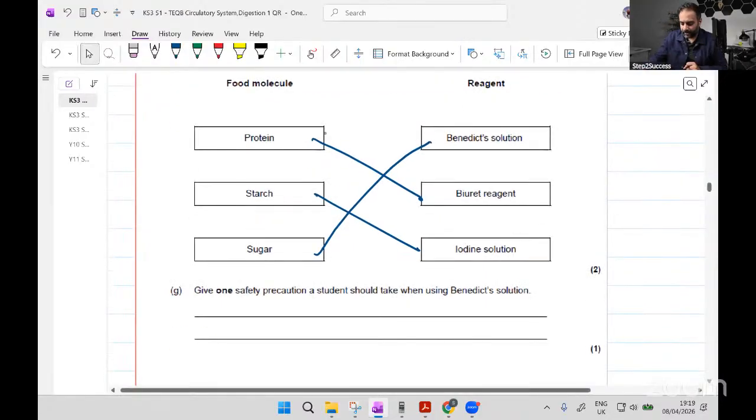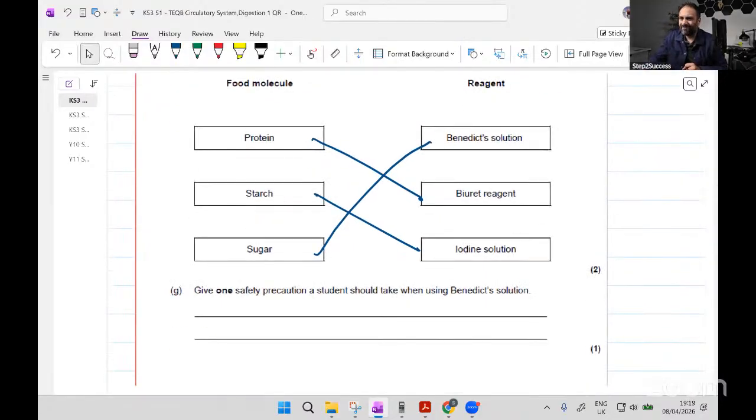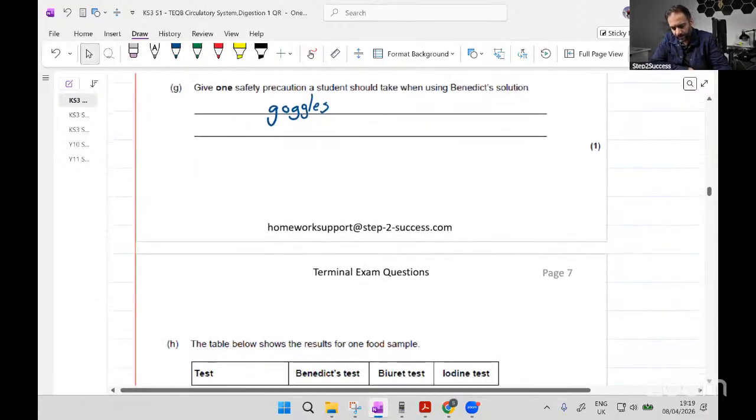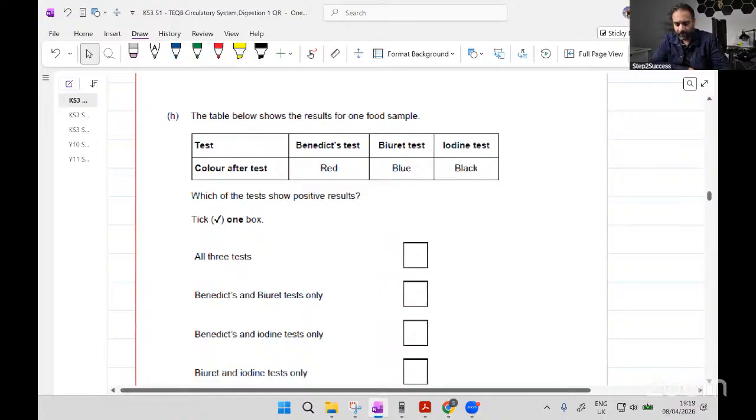A safety precaution you should take when using Benedict solution. I'm going to say wear gloves or prevent it from getting on your skin, but I'm just going to check what the mark scheme offers for that. Wear goggles, wash spills. Yeah, goggles, let's just say. I'll just get through these two questions and I'll move to booklet 3.